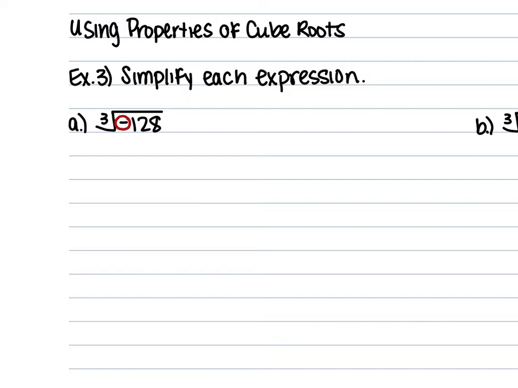That 128 is divisible by 4. It's going to be 4 and 32. The 32 is 4 and 8. The 8 is 4 and 2. Now, this is not prime factorization. However, I do have 3 4s, and I'm looking for groups of 3. So because I'm looking for groups of 3, these 4s pair up. So I can take a 4 out. I take that negative out. That 2 stays underneath the radical. Remember to put your root. So that's just negative 4 cube root of 2.